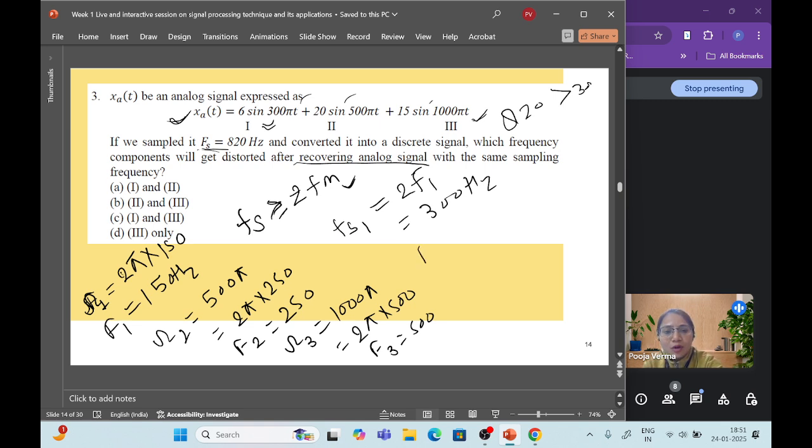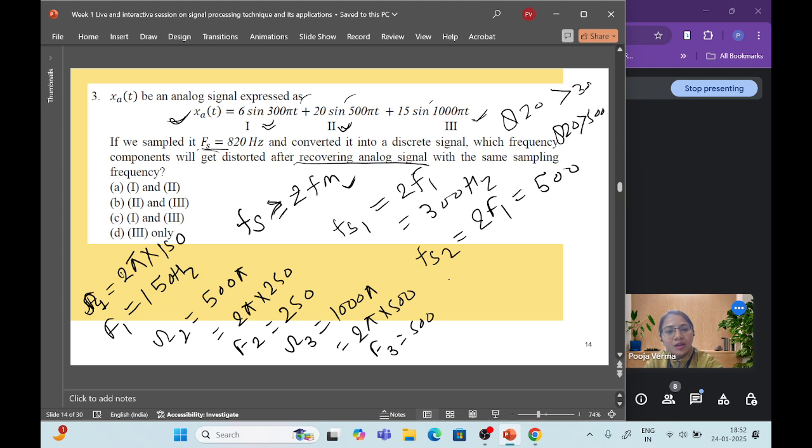Now the second one, 2F2, what will be the value? 500, right? So here again 820 hertz is greater than 500 hertz. That means the second frequency component also will not get distorted. So the first and second, after recovering, will not get distorted. It will be the same.